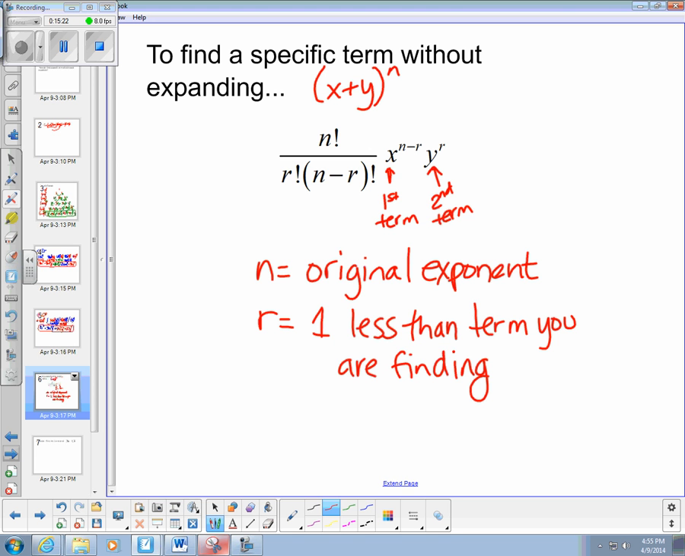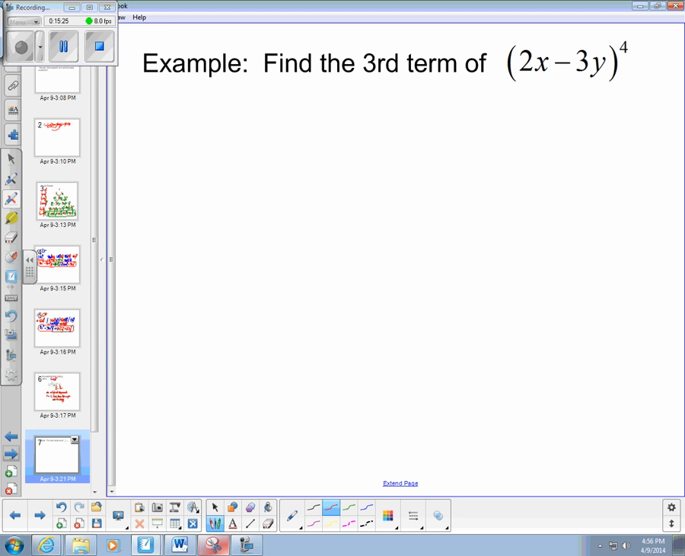Okay. So let's find the 3rd term of 2x minus 3y to the 4th power. Okay, so in this case, our n is 4, and our r, if I'm trying to find the 3rd term, remember r is 1 less than that, so r is 2. Okay, and I'm going to write our formula down again before we start to work this out.